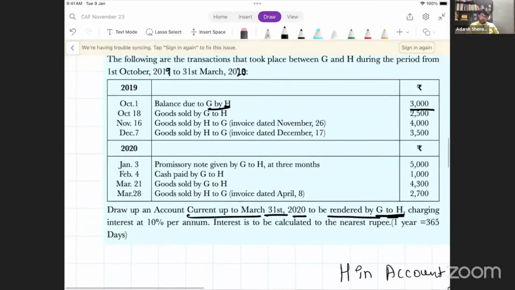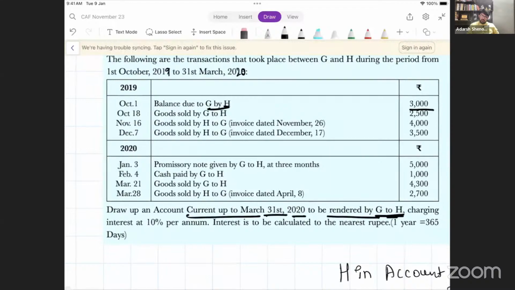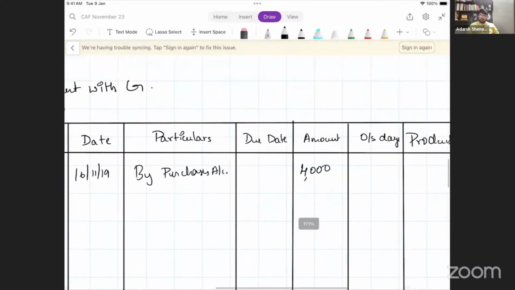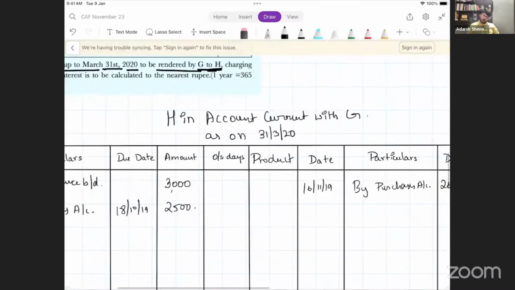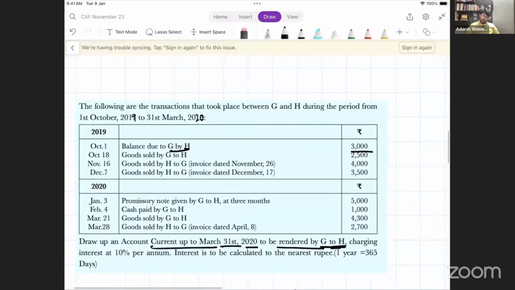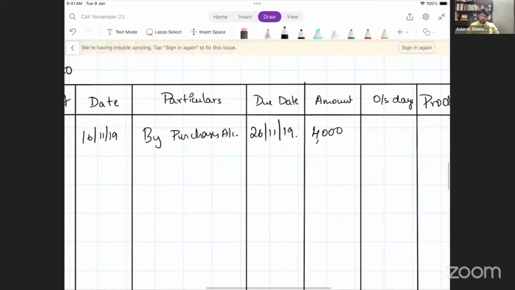They have given invoice dated 26th November. So this is the due date. Invoice dated means on that date we will have to make the payment. So the invoice date will be taken as the due date. Done. Next, goods sold by H to G. So again, H is selling to us, purchases for us, by purchases.